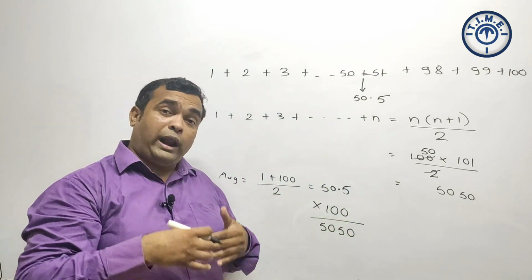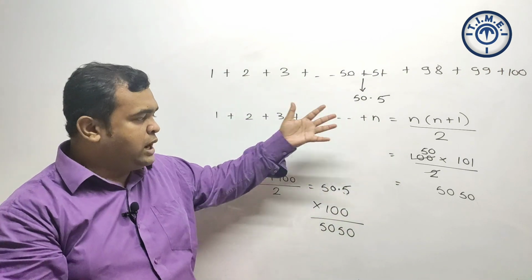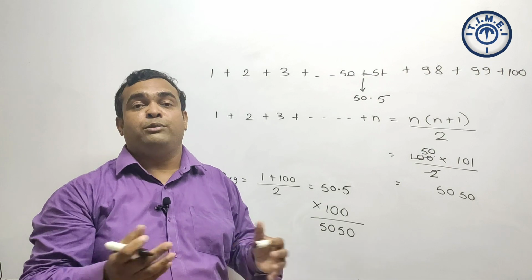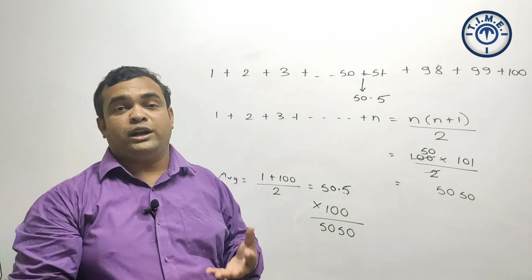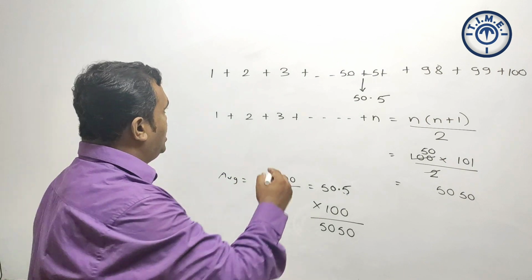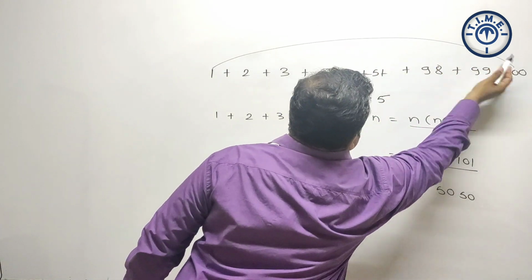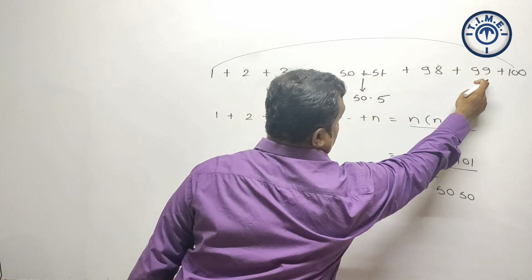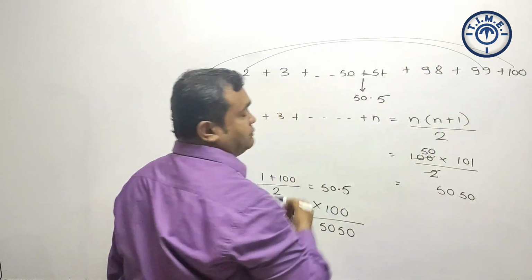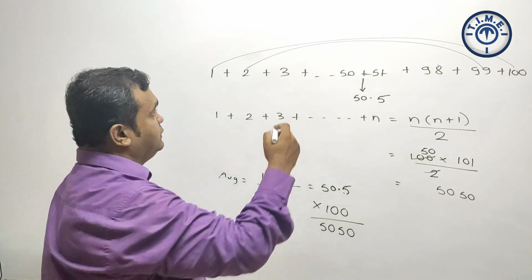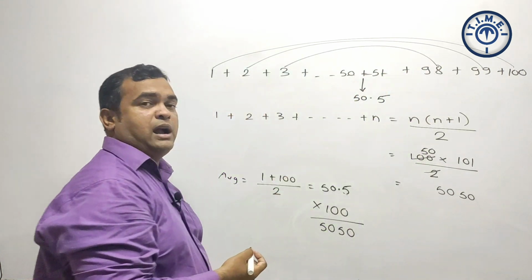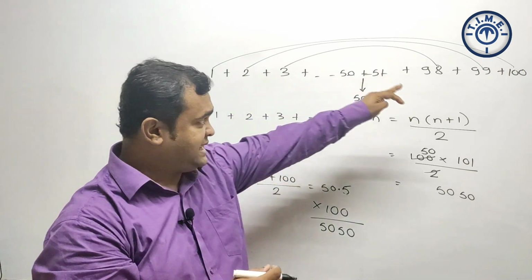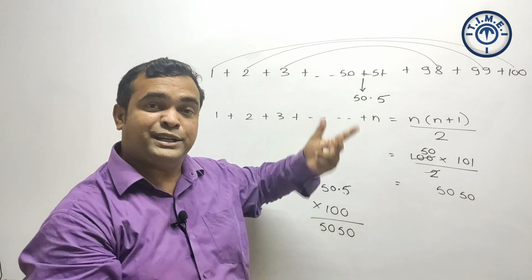Okay, what I want is, if you don't know this formula, if you don't know this concept, can you think in a different way, so that without any formula or concept you can get the answer? Sometimes the observation can do the trick for you. Just look at here. If you add 1 and 100, what's the addition? 101. If you add second and second last number, 2 and 99, addition is 101. 3 and 98, addition is 101.